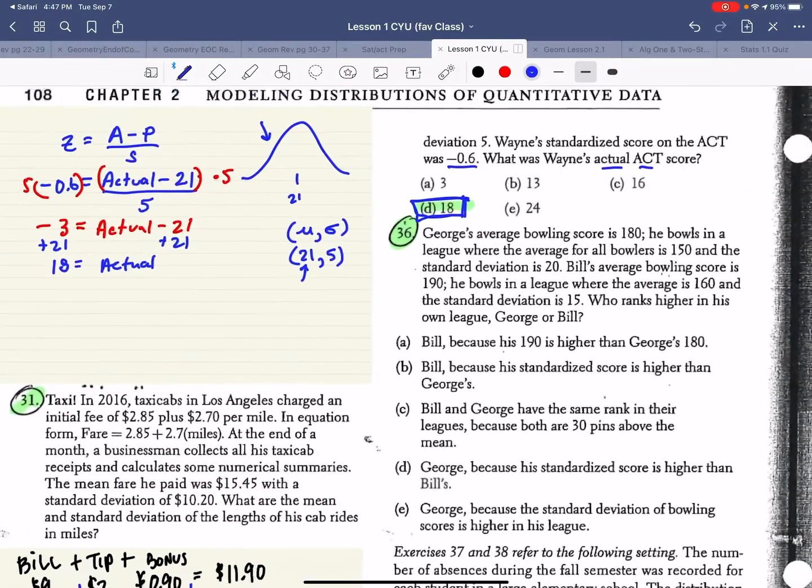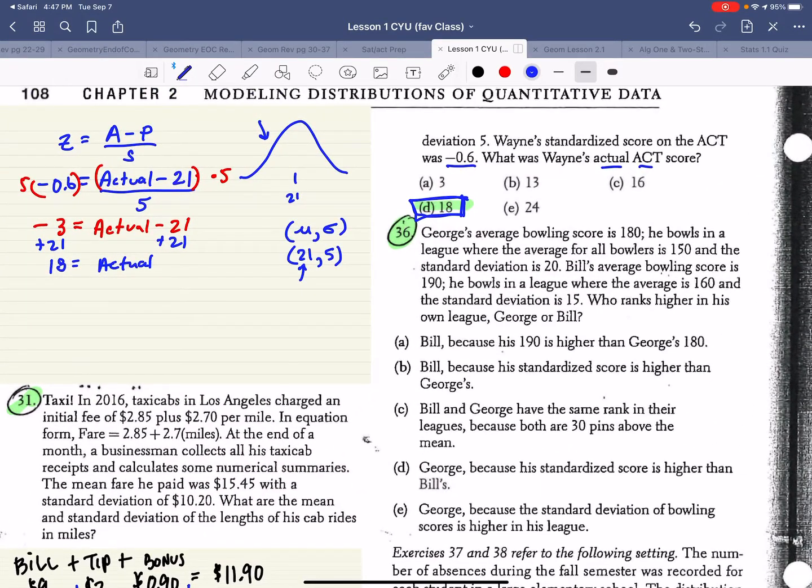Okay, 36, I guess that's our last question. Question 36 says, George's bowling score is 180 and he bowls in a league where the average of all bowlers is 150. So he's good. He's better than average. And the standard deviation is 20. So we list it like this, the mean and the standard deviation. So the mean is 150 and the standard deviation is 20.